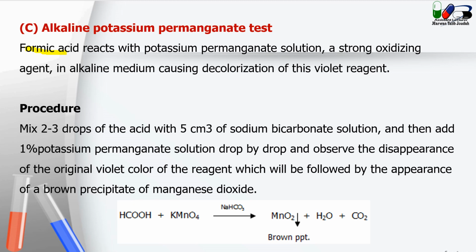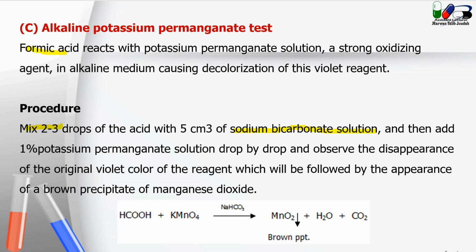For the procedure, we mix 2 to 3 drops of the acid, which is a carboxylic acid, with 5 ml of sodium bicarbonate solution, which is also previously prepared. Then add 1% potassium permanganate solution drop by drop, and observe the disappearance of the original violet color of the reagent. So it's just a matter of color or decolorization. That's it.